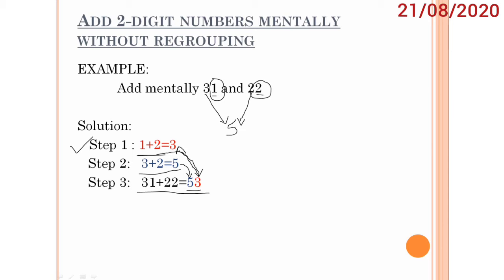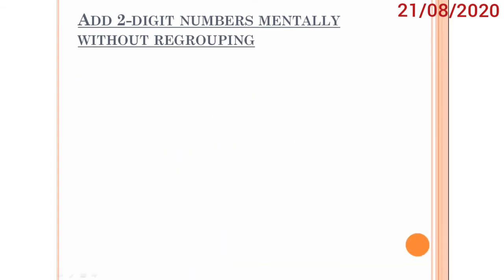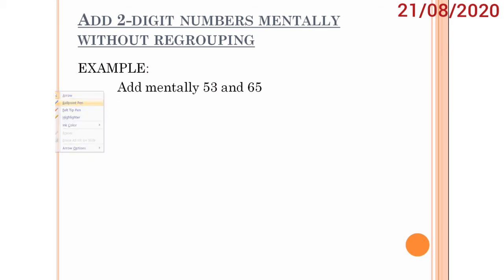Okay, I hope all of you are clear with this example, isn't it? Now let's move on to the next example. Example number 2. We will add mentally the two numbers, that is 53 and 65. Alright, so the first step is what, dear children? Step 1. We have to add the digits in the ones place of the two numbers mentally. Alright, so we get 3 plus 5 is equal to 8, isn't it?